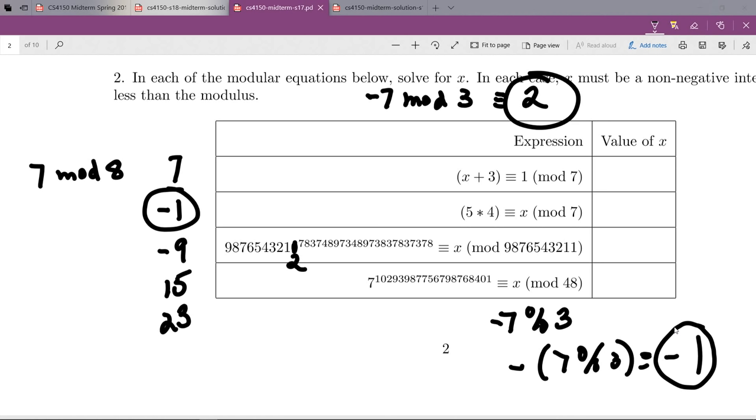But typically you want to see the answer as 2. Okay, so just for clarity, you would rather the answer be 2 than negative 1. Yeah, typically, in fact, in this one, I said it must be a non-negative value less than the modulus. Okay, was there another one you had a question about here?